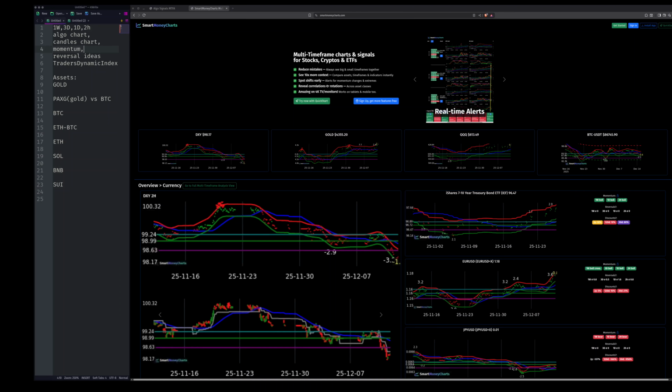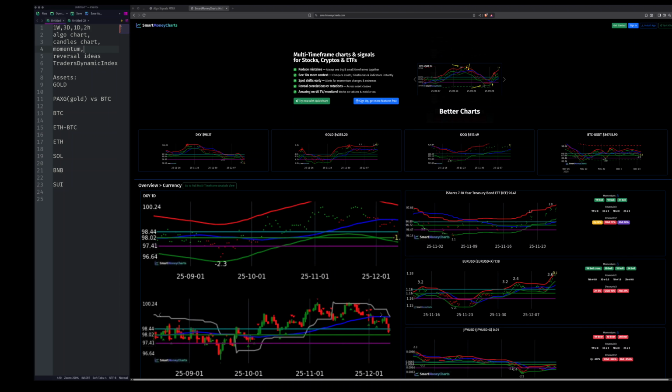So I saw some interesting things in crypto recently that I wanted to share with you. So we're going to do a nice overview of gold related to Bitcoin, ETH related to Bitcoin, ETH, Solana, BNB, and SUI. Okay, so let's go over them. We're going to look at the 1 week chart, the 3 day, the 1 day, the 2 hour all together. And what we're going to do is look at the candles.